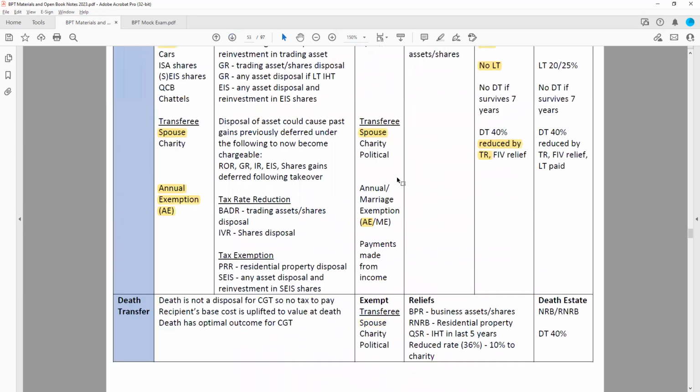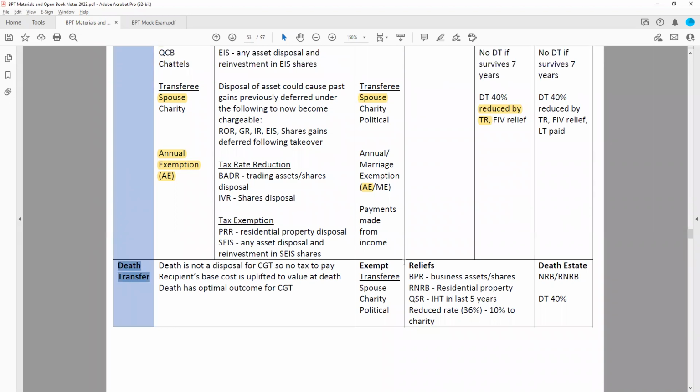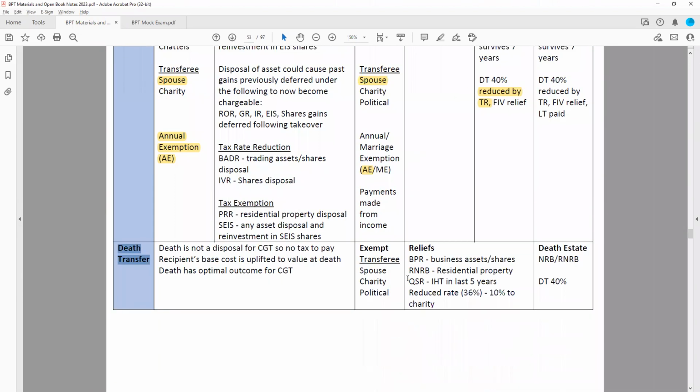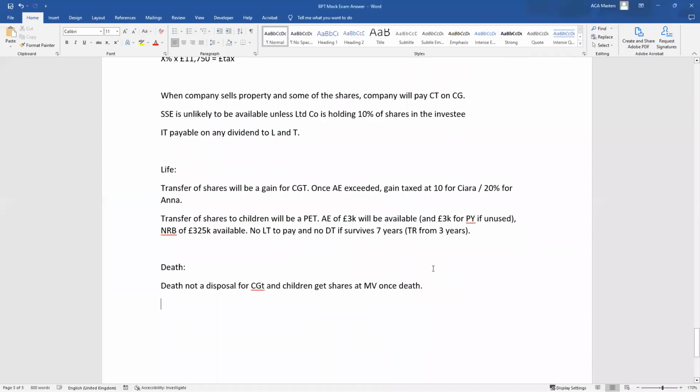So what will happen? We've said if you pass it on death, then there'll be no CGT to pay. In terms of IHT, is there going to be any relief? As we said, it's not going to be BPR, it's not residential property, it's not quick succession relief. So therefore, IHT will be payable at 40% once the nil rate band is exceeded.